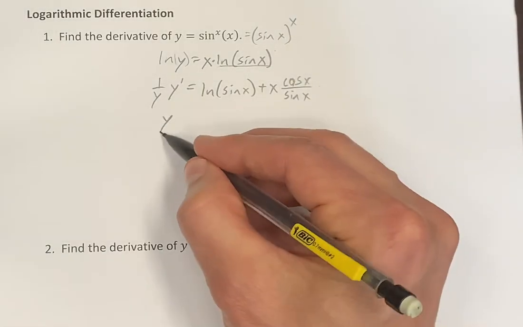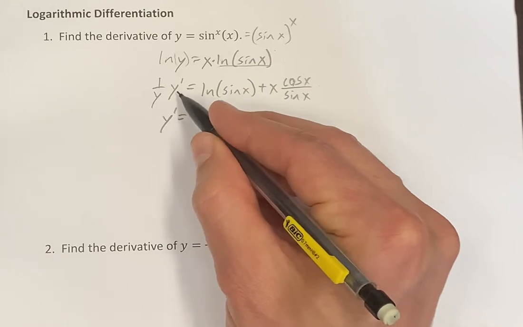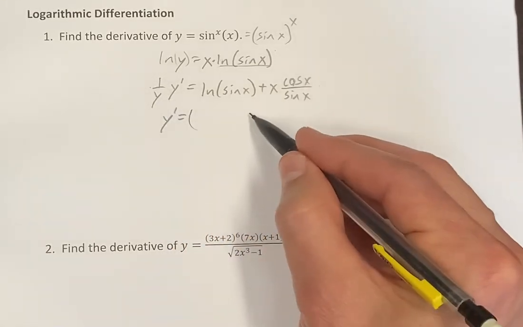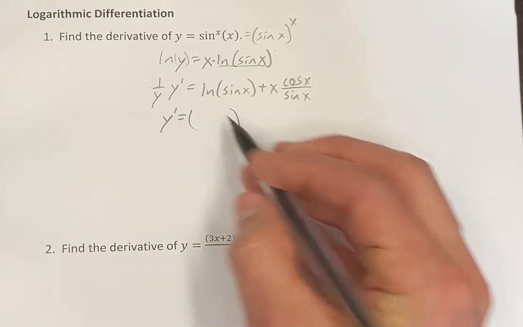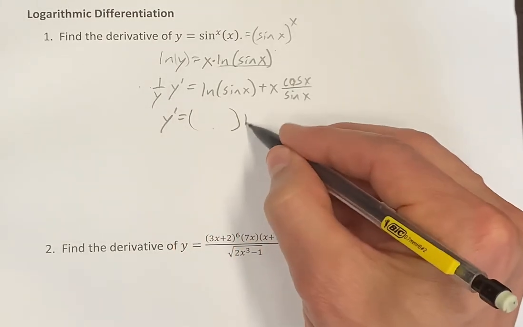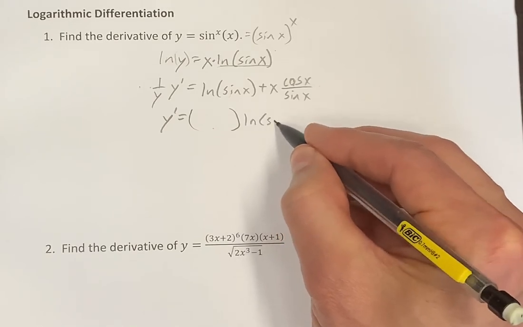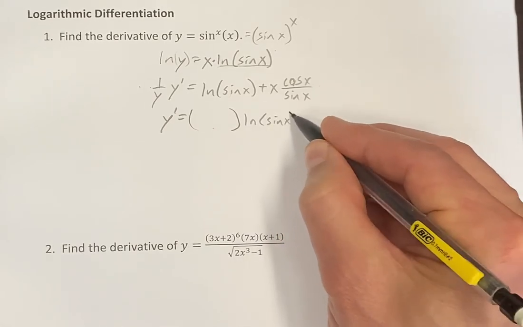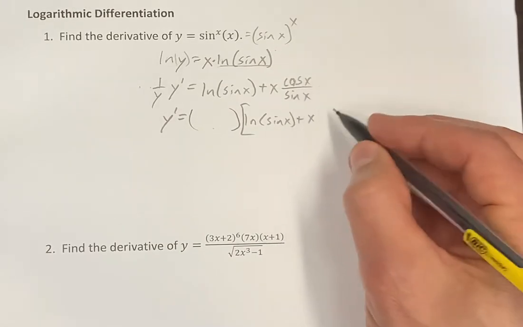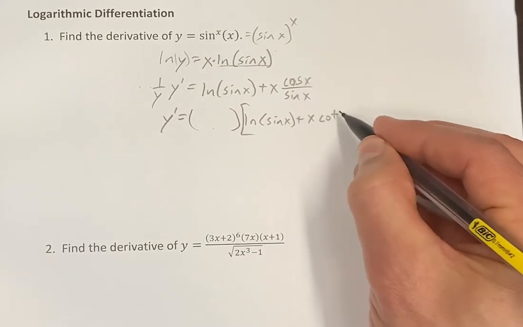How do I solve for y, sorry, y prime? I want to know what the derivative is, y prime. You have to multiply both sides times y, right? So I'm going to multiply this side by y, put y over there. Natural log of sine x plus x cosine over sine. I'll just go ahead and simplify that.